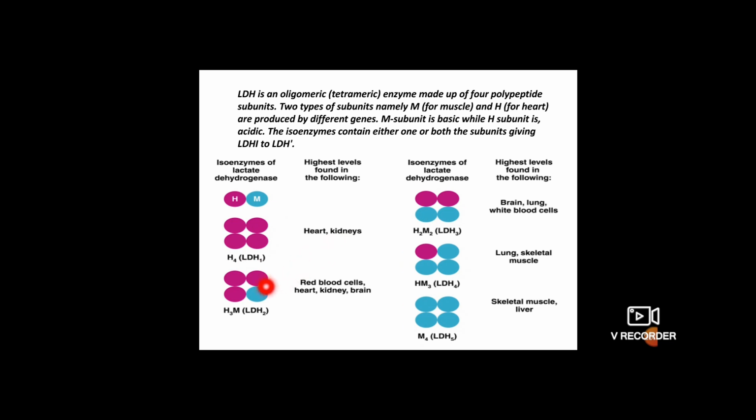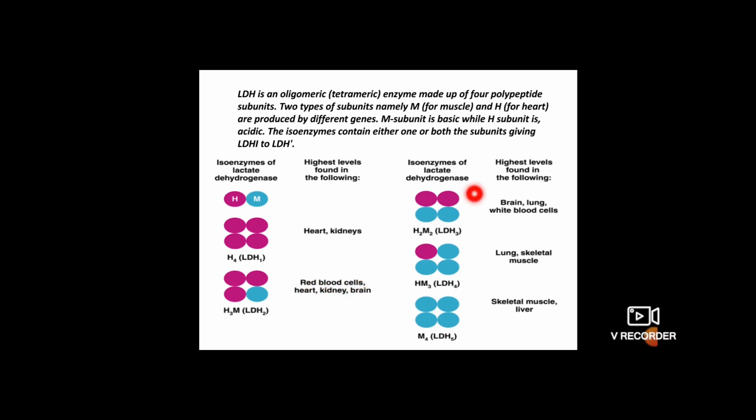Next we can see LDH2. LDH2 has 3 H type and 1 M type, so you can see H3M. Totally it is 4 peptides, a tetramer, with 3 H and 1 M. It occurs in the red blood cells, heart, kidney and brain.